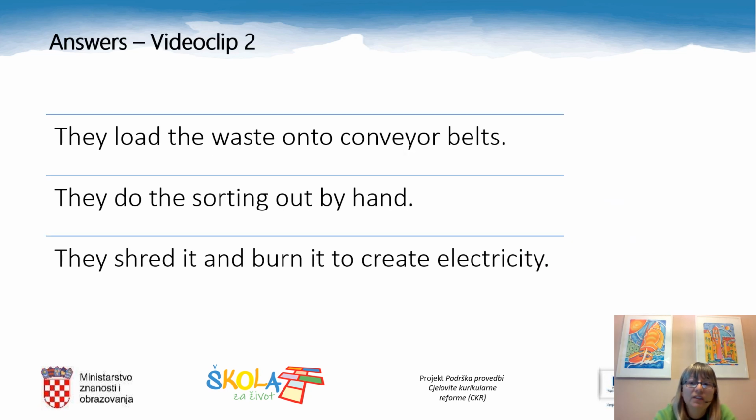I hope it wasn't difficult to find the answers to the questions, but let's check what the answers should be. They load the waste onto conveyor belts. They do the sorting out by hand. They shred it and burn it to create electricity.